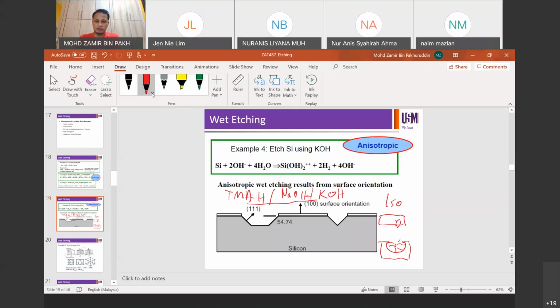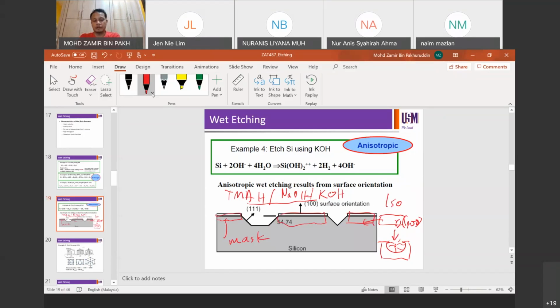you have 100, if you etch isotropic, you will get something like this. If you etch anisotropic, you will get something like this. So these unetched areas are areas that you block. For example, you block with photoresist, you mask. The mask is blocked from the etching process.